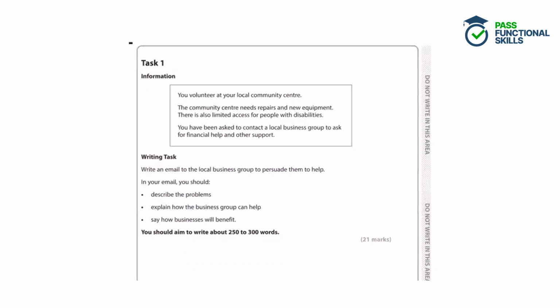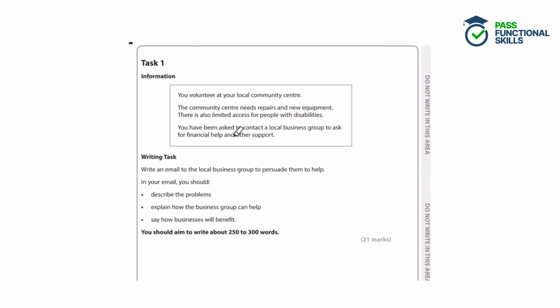So let's take a look at the first task. We've been given an information box here. This gives us a little bit of context that we can use to answer the question appropriately. So you volunteer at your local community centre. The community centre needs repairs and new equipment. There is also limited access for people with disabilities. You have been asked to contact a local business group to ask for financial help and other support.